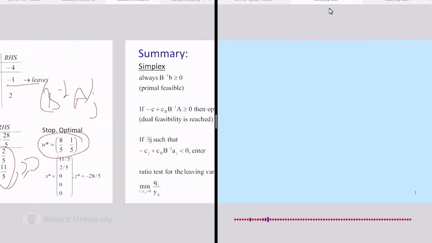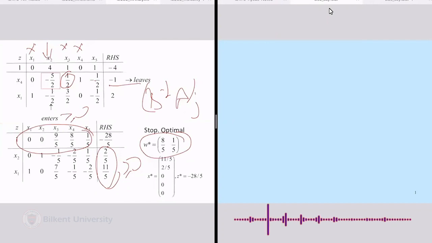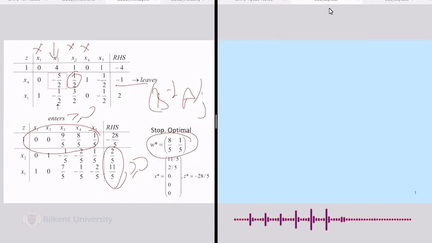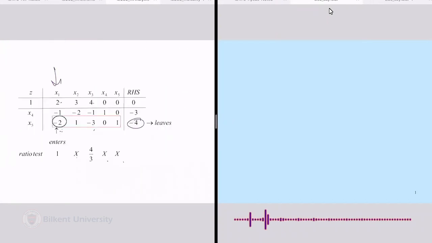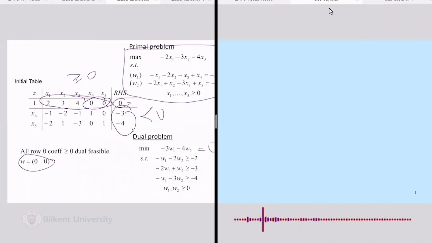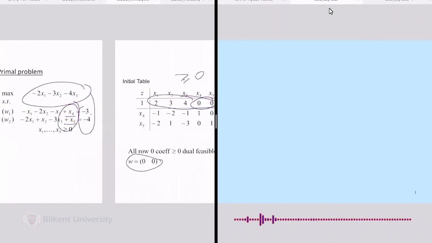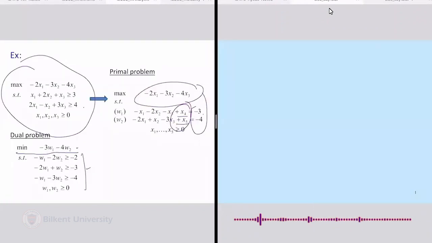Hocam, can I ask something? Sure, Dennis. In the initial table, our maximization problem actually had negative coefficients. Can we just turn them into positive by multiplying them with minus one and the problem wouldn't change? The problem becomes a minimization problem then.